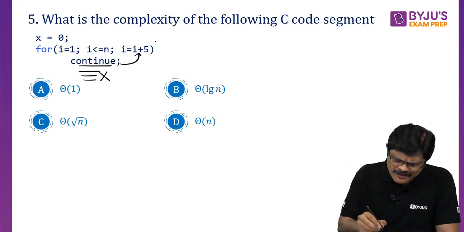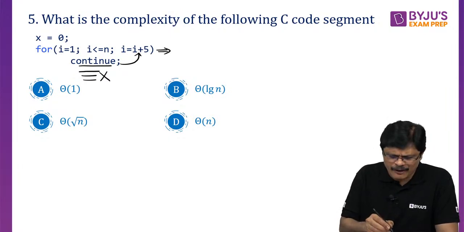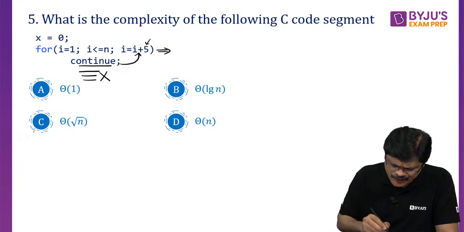So because of this, we just need to consider this for loop, and what this for loop does, we all know. One increment of +1, +2, +3, whatever it is, it is theta n only. So the answer is D, my dear friends.